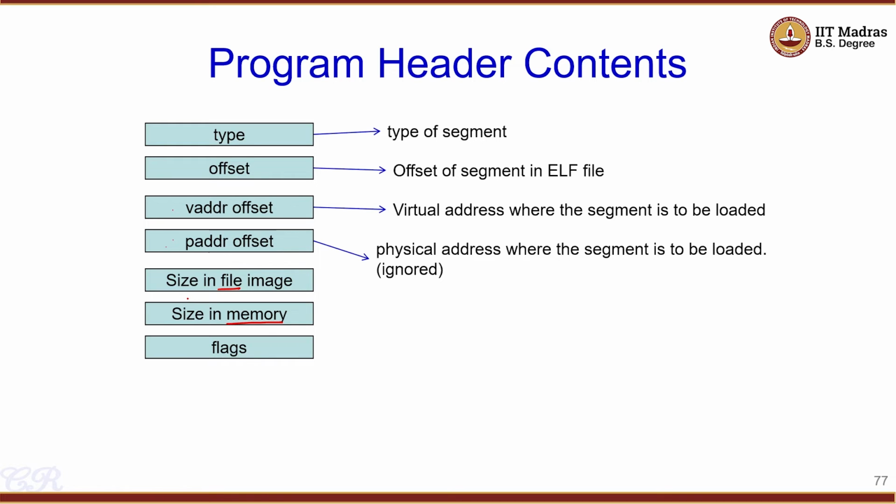Can you think of an example of when you could have a part of a program where the size in the file present in the hard disk is different from when it is stored in memory? One example could be global variables which are set to 0, or non-initialized variables. They would be a different size in the file, that is when stored in the hard disk, and when loaded into memory. And finally, you have flags.